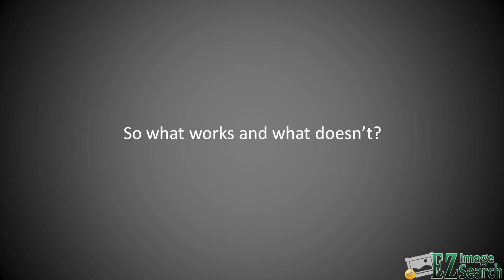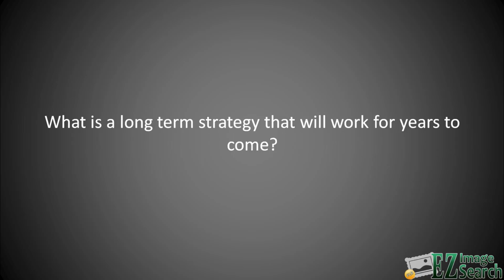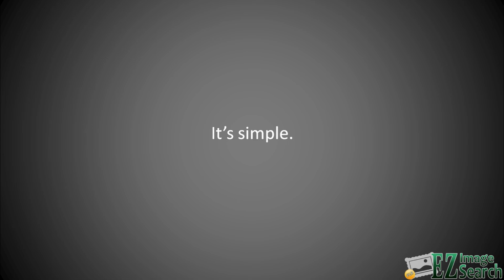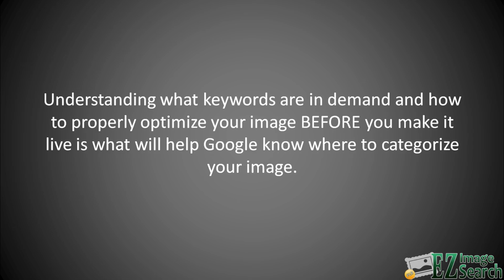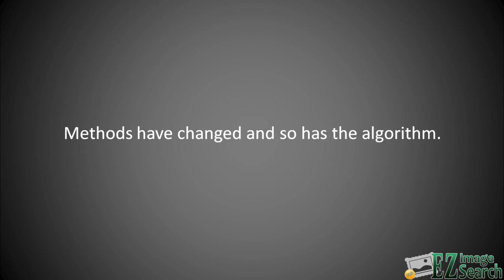So what works and what doesn't? What is the long-term strategy that will work for years to come? Now, it's simple. You see, understanding what keywords are in demand and how to properly optimize your image before you make it live is what will help Google know where to categorize your image. So methods have changed and so has the algorithm.